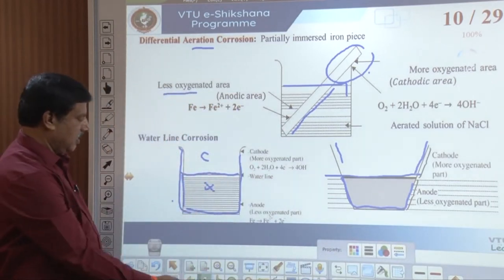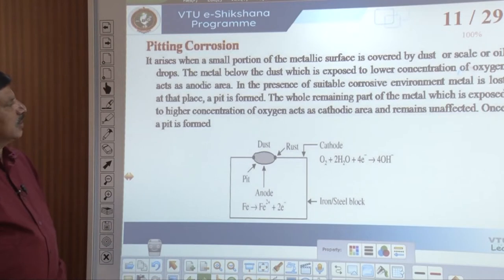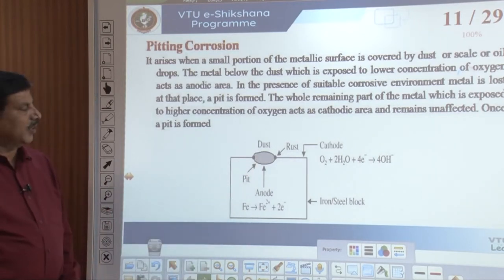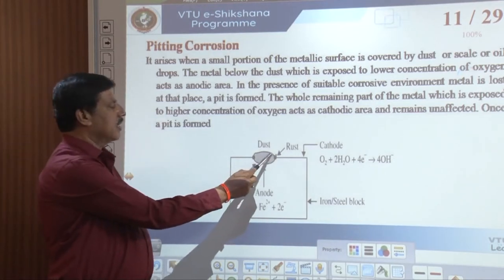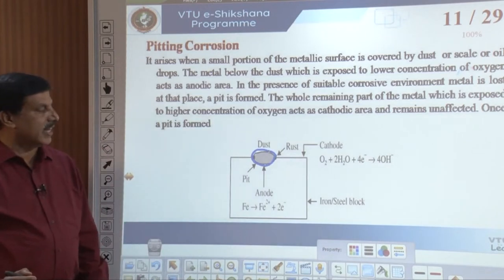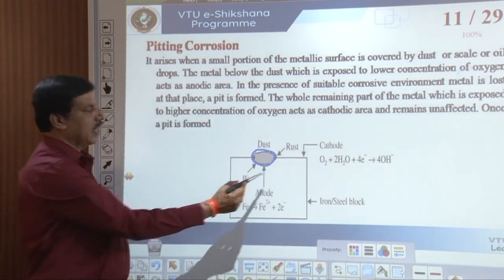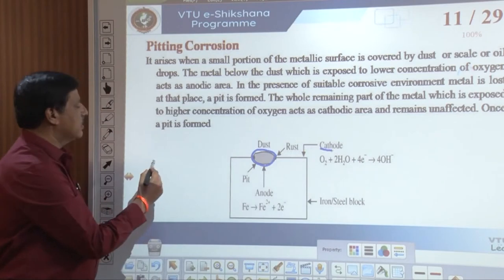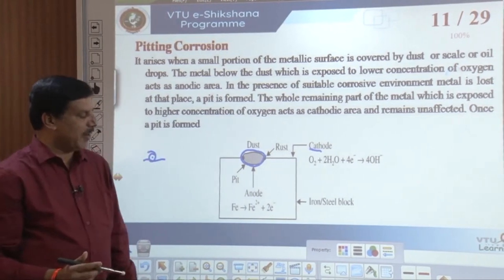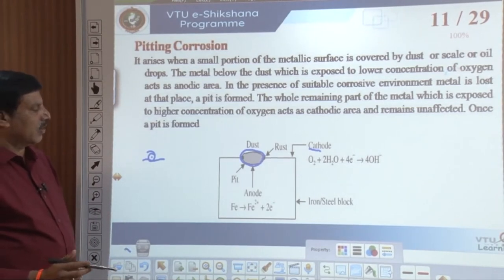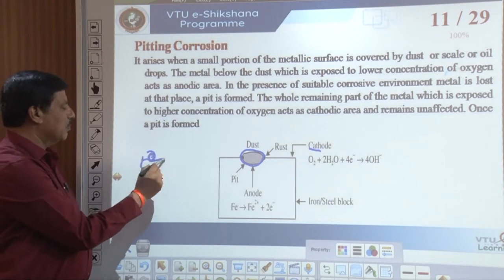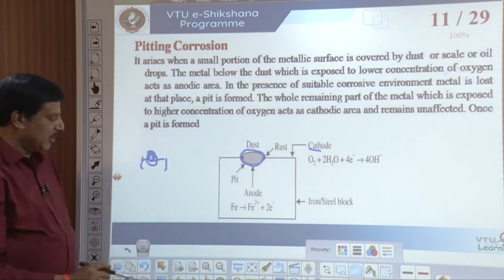Next is pitting corrosion. Even a drop of something, such as dust or oil, put on a metal sheet makes that portion behave as anode because of the less oxygenated area, whereas the other portion behaves as cathode. Whenever our vehicle is damaged or scratched, that part must first be painted. Otherwise, if you do not protect it from corrosion, that portion behaves as anode and the other portion as cathode, and pit formation is going to happen.